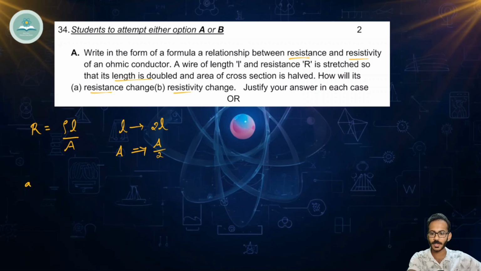Let's see the first question, A part. Let's consider this as the normal resistance. Let me call it R itself. Now for the second resistance, let me call it R dash or R2, whatever you like. So R dash is equal to rho. Resistivity is not changing, so it is rho itself. L became 2L, so instead of L, I should write 2L divided by area, which became A by 2. So now I'll write numerator as it is, rho into 2 into L.